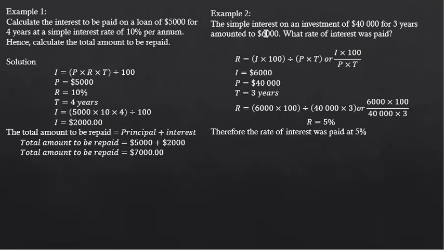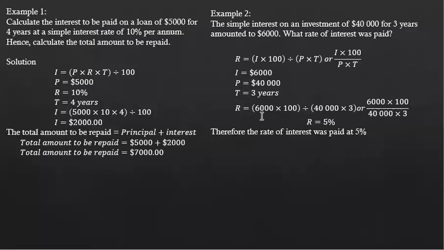In this example, the simple interest on an investment of 40,000 for 3 years amounted to 6,000. They want to know what rate of interest was paid. So rate equals interest multiplied by 100 divided by principal by time, or interest multiplied by 100 over principal by time. So interest is equal to 6,000, principal is equal to 40,000, because they gave us these figures. The time was 3 years, we are missing the rate.